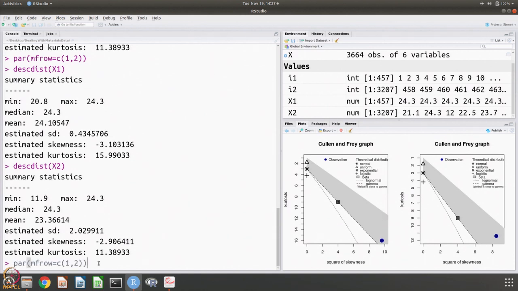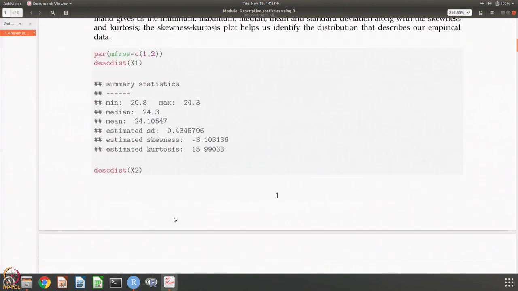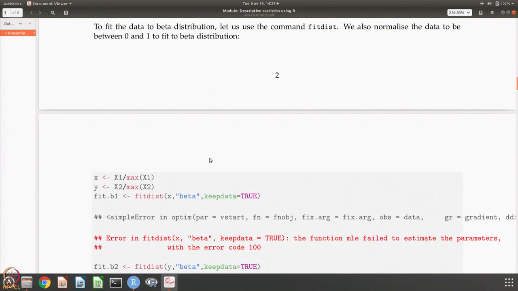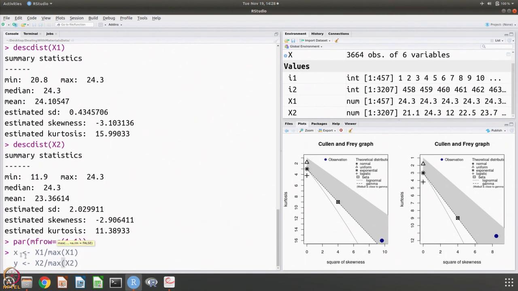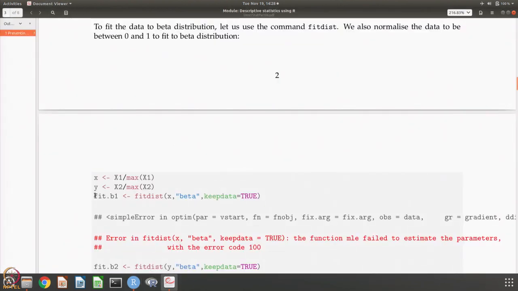So, let us go back and try to fit the distribution. Now that we know that it is beta, can we fit? To fit to beta, you will learn that the value has to be between 0 and 1. So, that is what we are going to do. We are going to normalize the values to be between 0 and 1. So, x is nothing but the x1 values divided by the maximum, and y is nothing but x2 divided by its maximum. So, we have two normalized values.